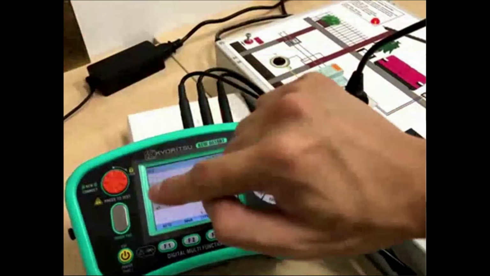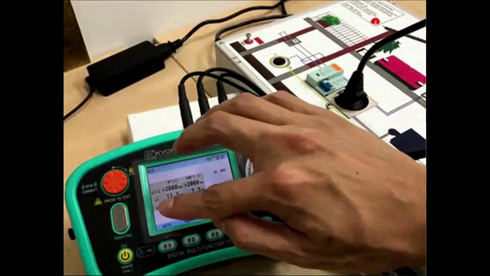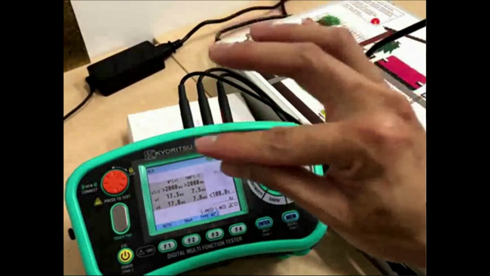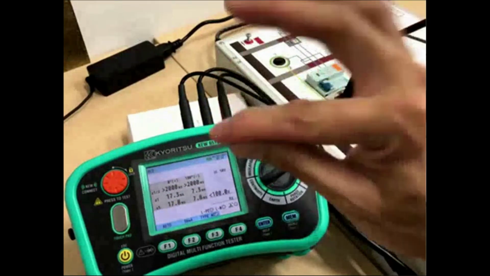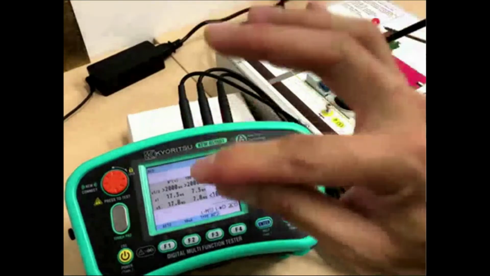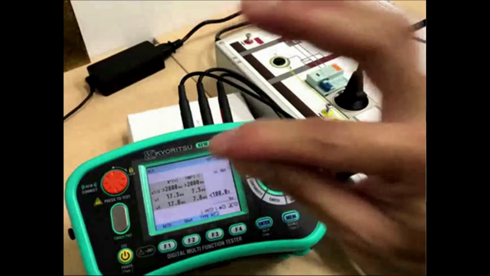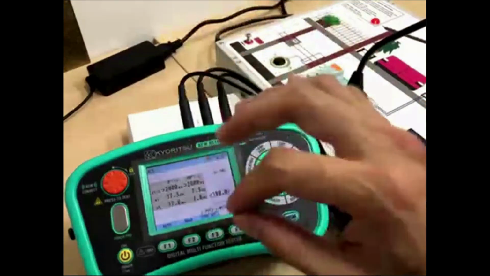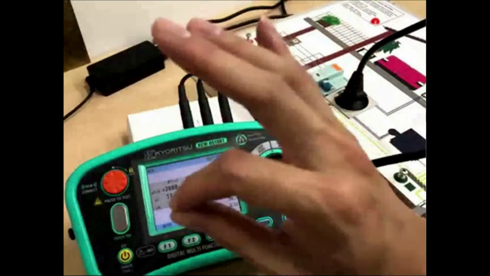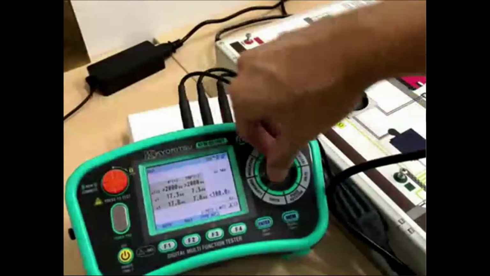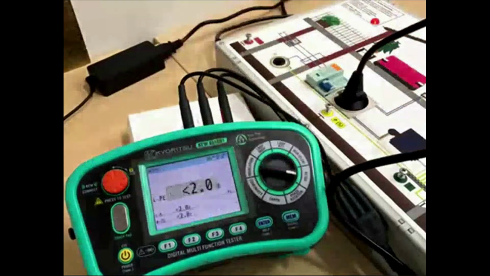This value must follow the standard. Just now, TN system and TT system, still remember, below 200 milliseconds for TN system, for TT system below 400 milliseconds. So this one is under the 200 and 400 milliseconds. So your RCD is okay. Okay, so we go to another function.